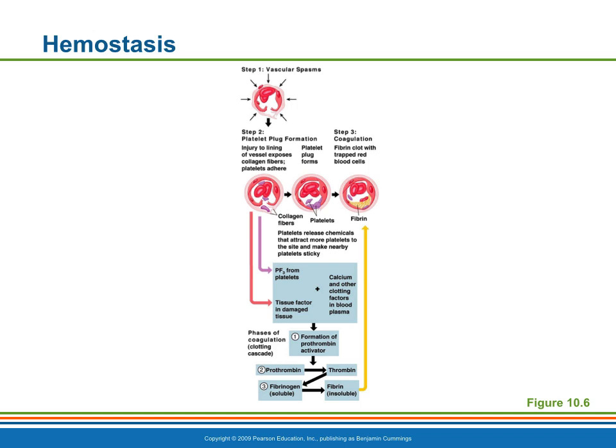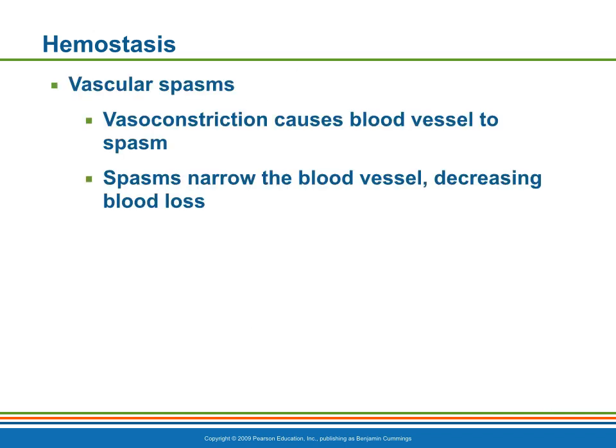Hemostasis, the multi-step process, begins when a blood vessel is damaged and connective tissue in the vessel wall is exposed to blood. This is a very detailed organization of how this process occurs, but we're going to go into just a little bit more.